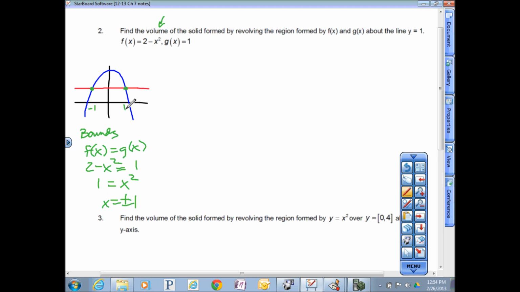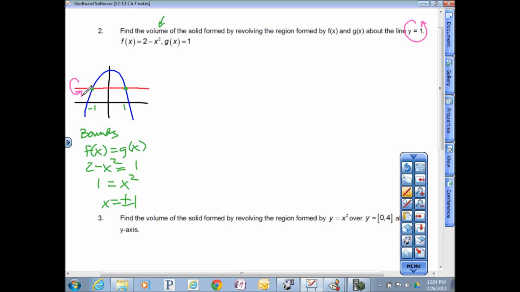But now here's the thing. We're supposed to revolve this thing around the line y equals 1. Around the line y equals 1. And again, here I am with that visual. I'm revolving around the line y equals 1. Well, where is that? Well, that happens to be my red line.